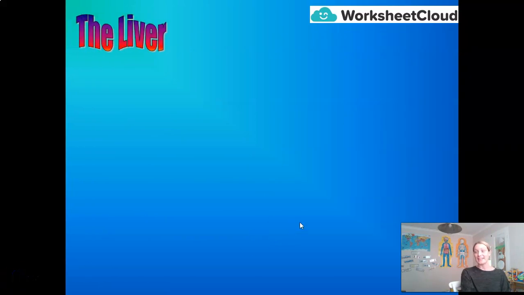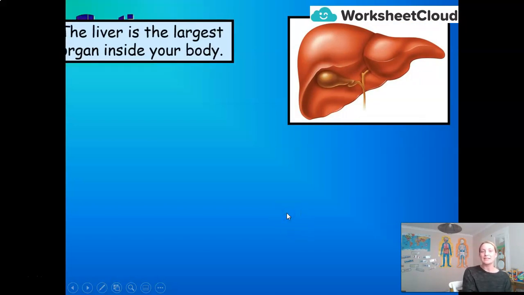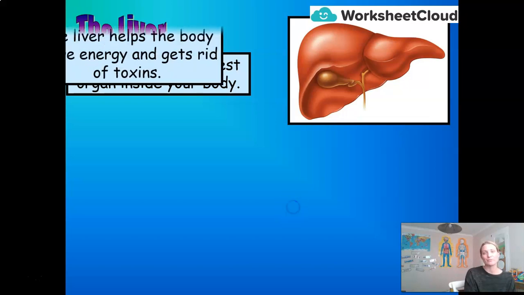Now the liver is a fascinating organ. Here is a picture of what the liver looks like. It looks a little bit gross, doesn't it? Like an alien of some kind. But the liver is the largest internal organ of the body. Many people actually misunderstand and say it's the largest organ of the body. It's not. I wonder if you know what it is, but we'll find out soon. But it is the largest internal organ.